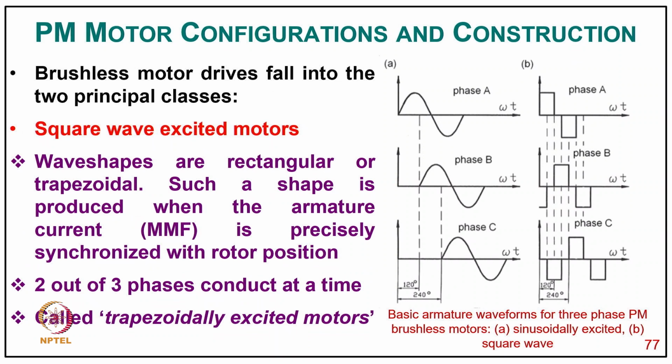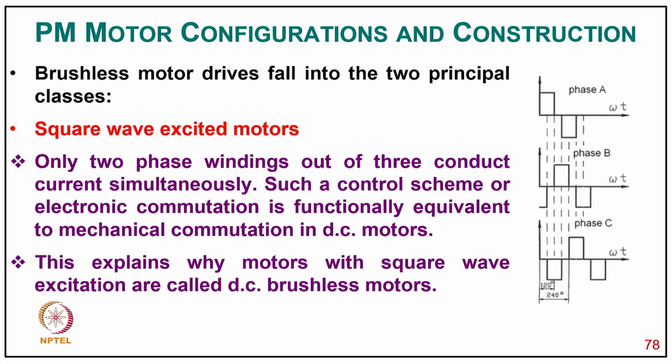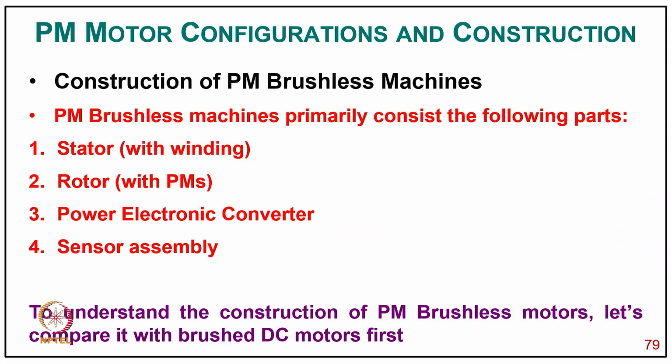You can say brushless motor drives fall into two principal categories, the square wave excited motor. The wave shapes are rectangular or trapezoidal. The shape is produced when the EMF and armature current are precisely synchronized with the rotor position and 2 out of 3 phases conduct at a time, called trapezoidally excited motors, on the right side. So only 2 phases are excited out of 3 simultaneously, and the control of rotation is functionally equivalent to the mechanical commutator in a DC motor. This explains why the motor with square excitation is called a DC brushless motor.